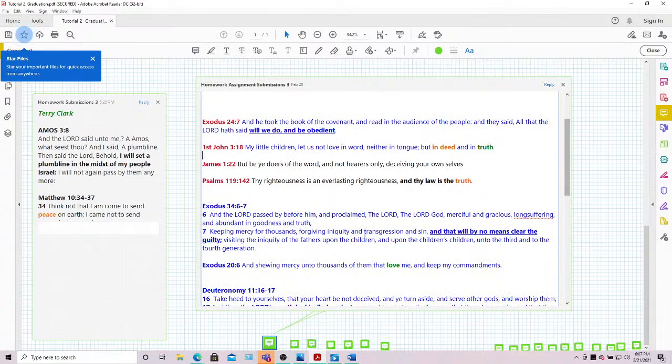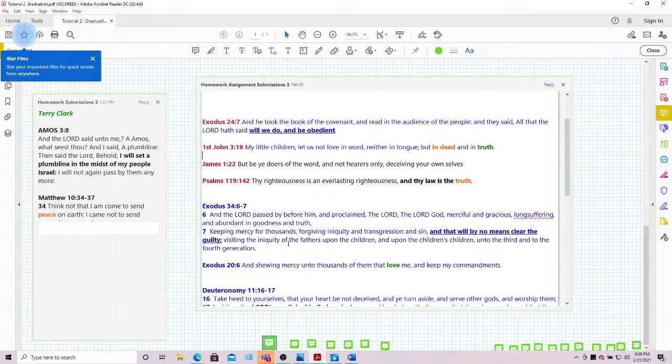Then we have Exodus 34:6-7, which was ran earlier, but we're going to run it again. And the Lord passed by before him and proclaimed the Lord God, merciful and gracious, long-suffering, in abundance in goodness and in truth. So keeping mercy for thousands, forgiving iniquity and transgression and sin, and that by no means clear the guilty. Because if you have sins worthy to be put to death and you don't get your act together, you won't be cleared.